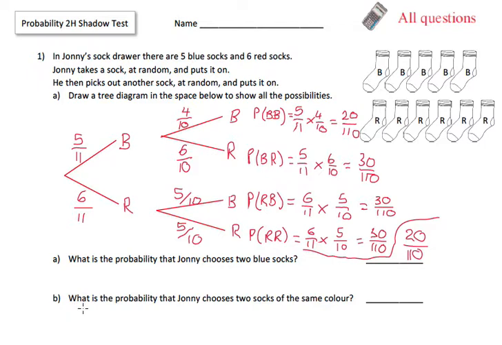Okay, question B. What is the probability that Johnny chooses 2 socks of the same colour? Okay, well, choosing a blue and a blue would give him the same colour. But there's another way he could do it. He could, so I'm just going to put or, he could also get a red and a red. And as you've probably seen from this topic already, when we've got and in probability we times, when we've got or we add. Okay, so the probability of getting a blue and a blue is 20 out of 110.